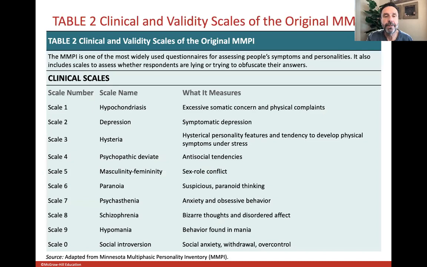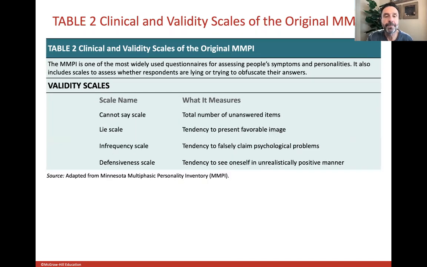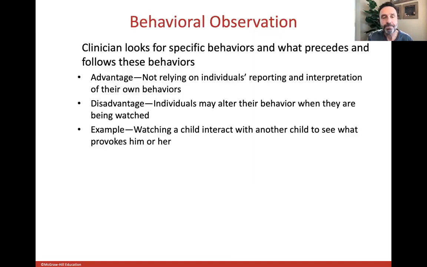These are the scales of the MMPI, and you can see that of all of the scales, there's a lot that they are looking for, such as depression, hypochondriasis, hysteria, paranoia, schizophrenia, just to name a few.